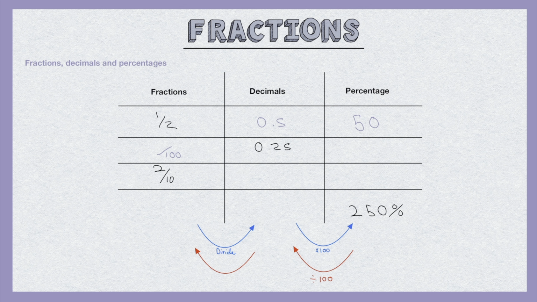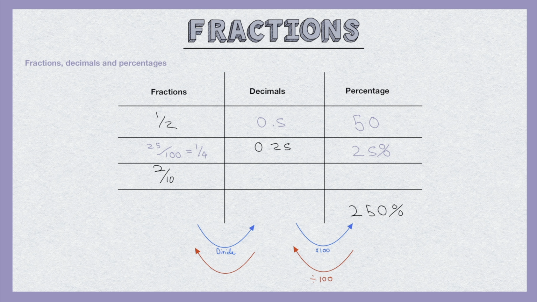So if it was 0.251, it would be 1,000 at the bottom because there are 3 points beyond that decimal point. And then all you have to do is put all the numbers beyond that decimal point on top as well. So it would be 25 over 100, which equals 1 over 4. And this we know as a percentage as 25% because we just times that decimal by 100.